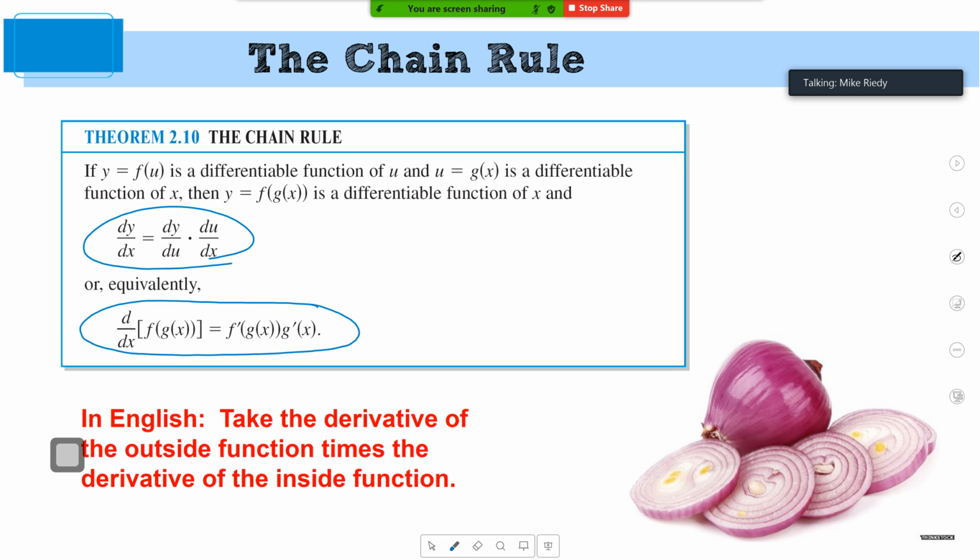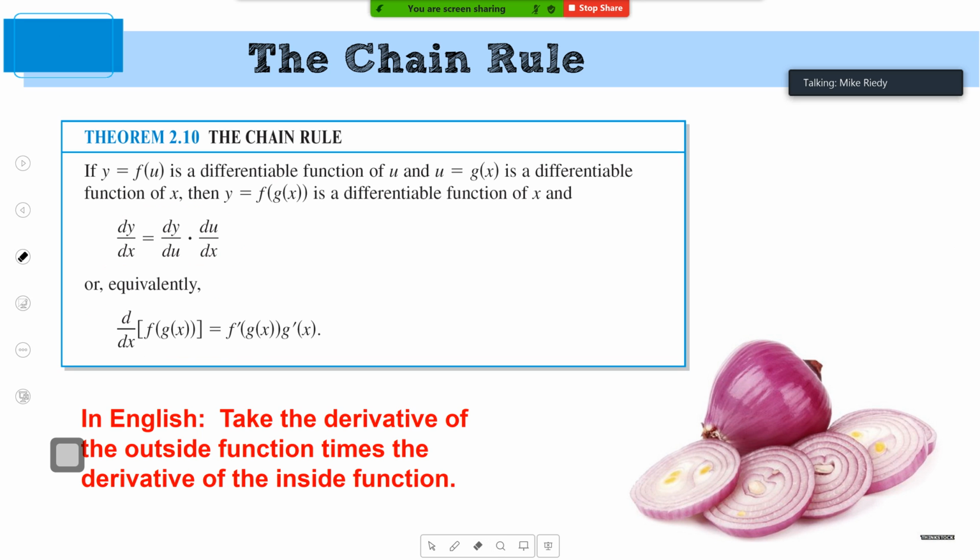There's an onion in that picture because we're going to talk about layers of the onion, like Shrek. Many layers. What you want to do is start from the outside of the onion and work your way inside, going through each of those layers. And each of those layers is a different function. This slide probably doesn't make much sense. It will start to make sense as you look at some examples that I have for you.